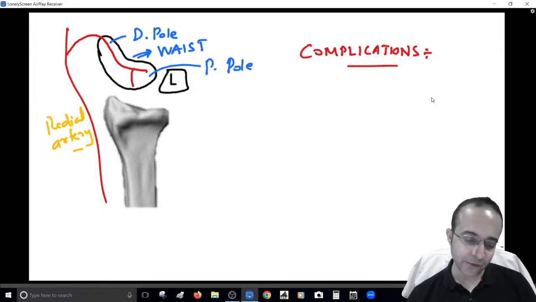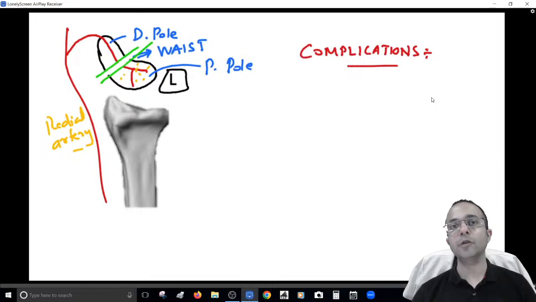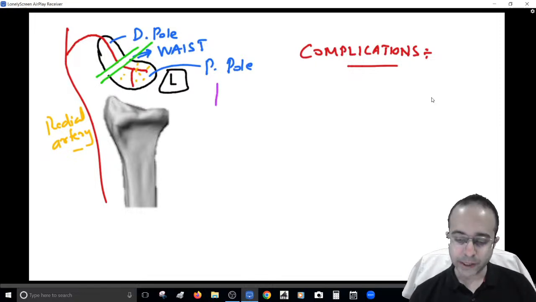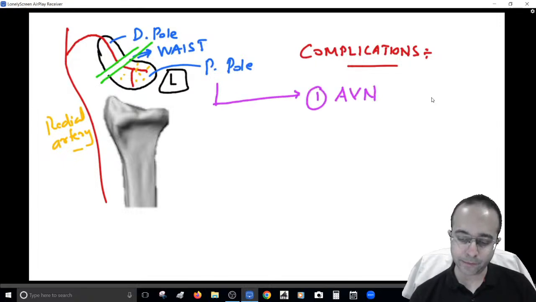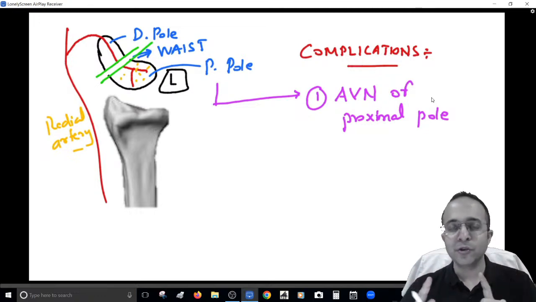Now, you can very well imagine that if there is a fracture involving this waist zone, the blood supply to this proximal pole is going to be cut off. So I don't think this requires any kind of introduction. The first complication is avascular necrosis that is going to involve the proximal pole. Clear with that? So this is the first complication that you find over here.